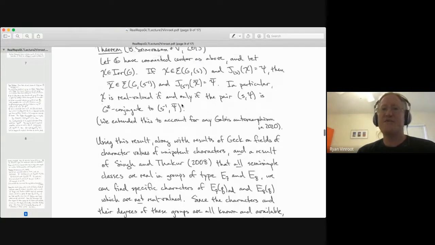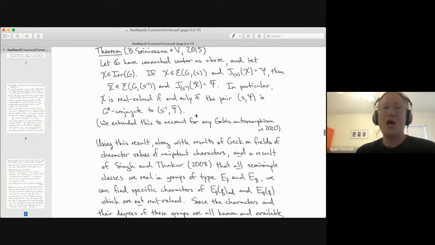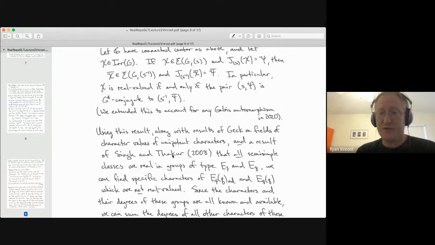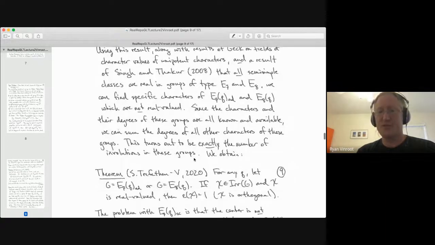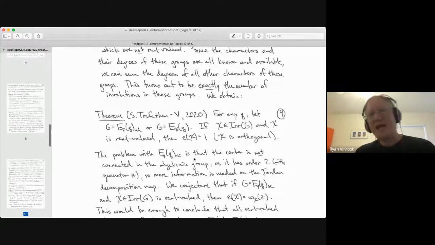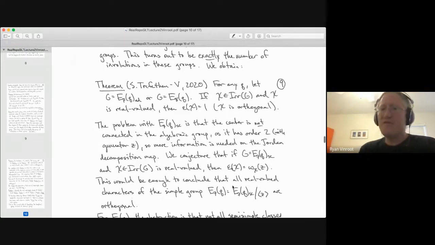However, it uses very crucially this result on real valued characters and the Jordan decomposition, along with this key result that every semi-simple class is real in these type groups. Okay, well, so what's the problem with the other groups? E7 simply connected, it does not have a connected center. It has order 2. So we don't have enough information on the Jordan decomposition map. But we've made some computations.